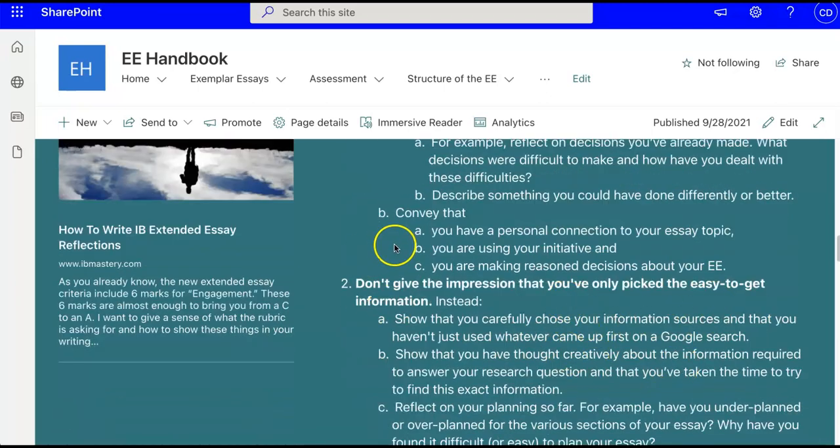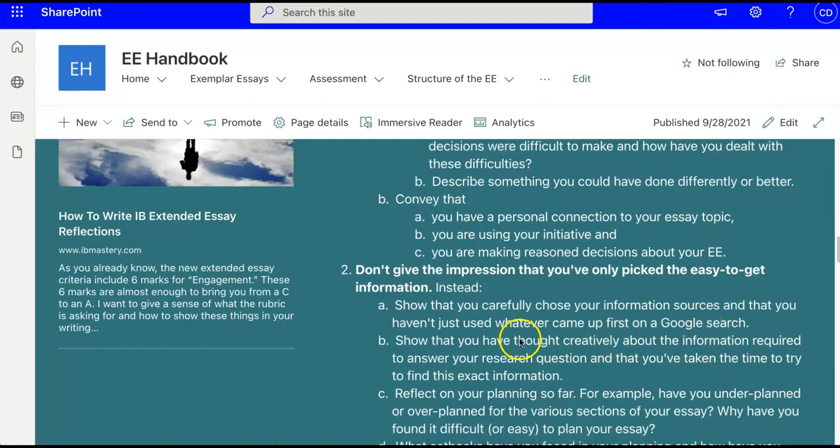Okay, and next, you don't want to give the impression that you've only picked the easy to get information. In other words, you don't want to just say, oh, I did this because my supervisor told me, or I searched this via Google. You want to show that you've used your initiative and that you've thought creatively about the information required to answer your question.